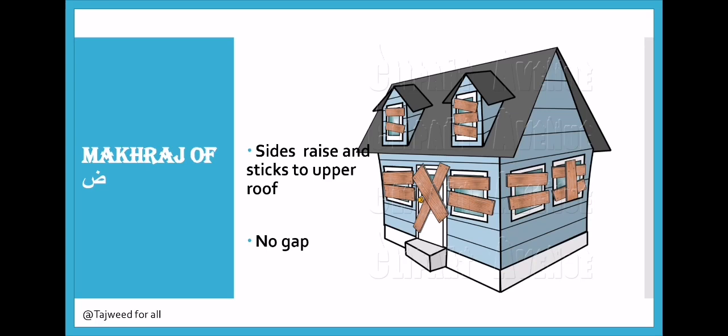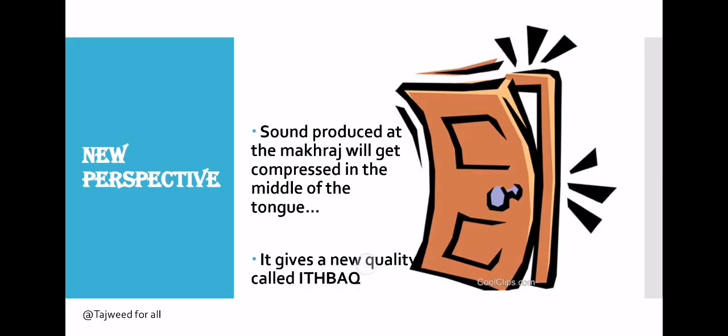Then when the tongue raises and sticks to above, it will completely close the space, right? So that means there is no gap. Then how will the sound produced at the makhraj escape, or how can we hear the sound at the makhraj? So what happens is that the sound produced at the makhraj, you know the makhraj, what is the makhraj?